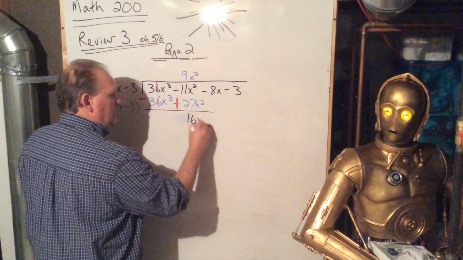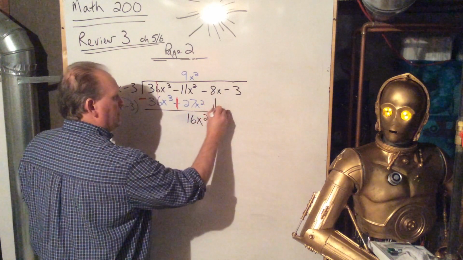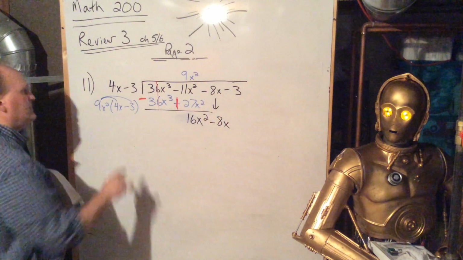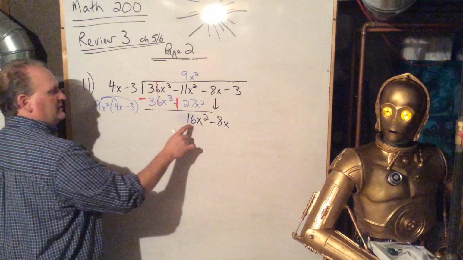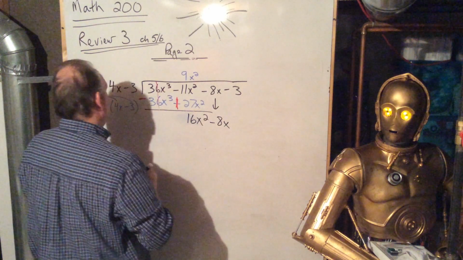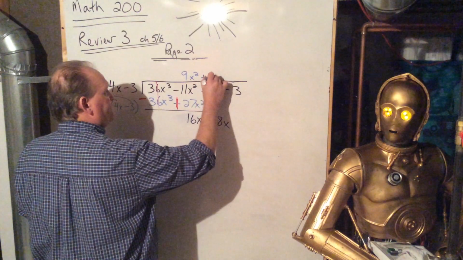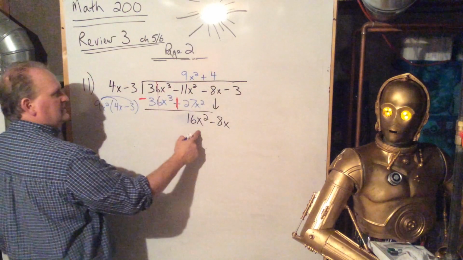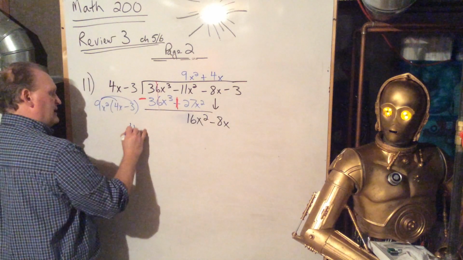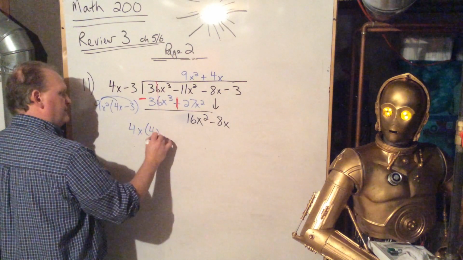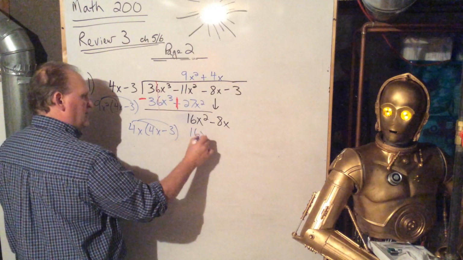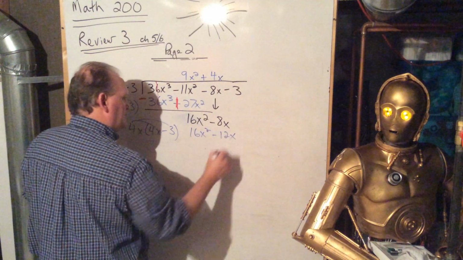Positive 16x squared, and bring down the next one, minus 8x. And now we start again. It's 4x times what gives me 16x squared? Plus 4 times 4 is 16. X times x is x squared. So 4x should do the trick. Do the distributive property: 16x squared minus 12x.